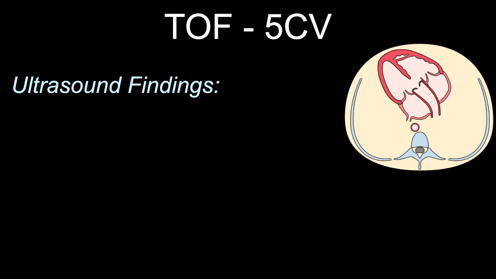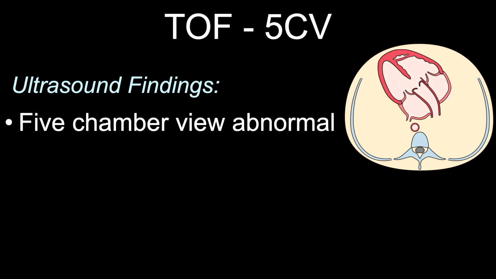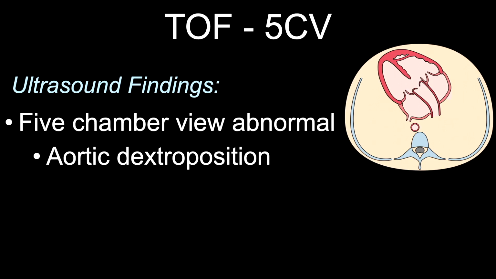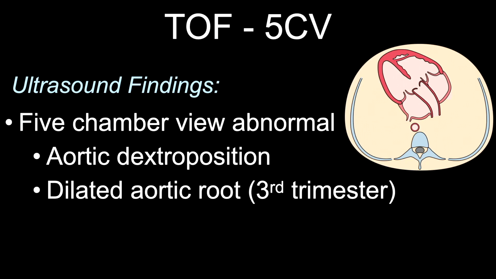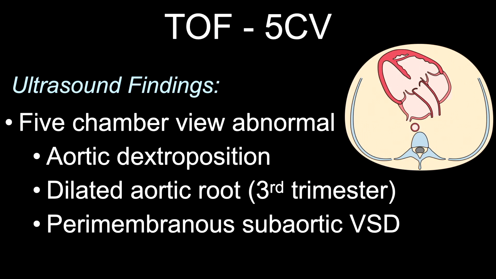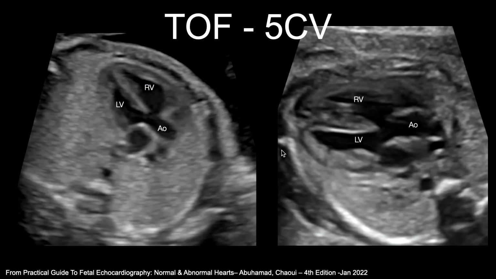The five-chamber view is clearly abnormal, right? You have an aortic dextroposition, so you have an aortic override, and the aorta could be dilated in the third trimester, and by definition, you have a perimembranous subaortic VSD. And here you see an aortic override. Again, look at the angle that this aorta makes with the ventricular septum, and this is an axial plane showing you an aortic override between the right and the left ventricle.